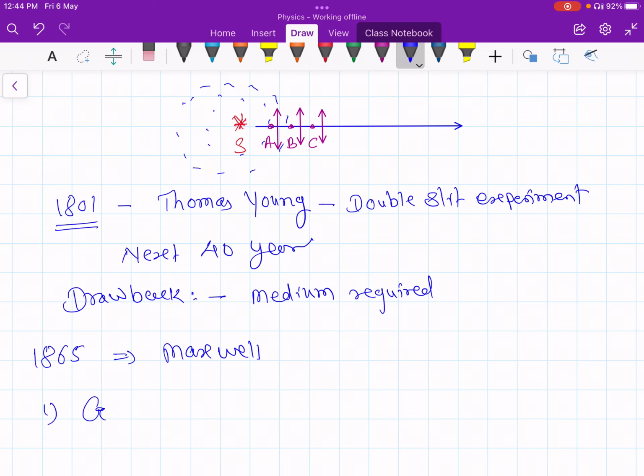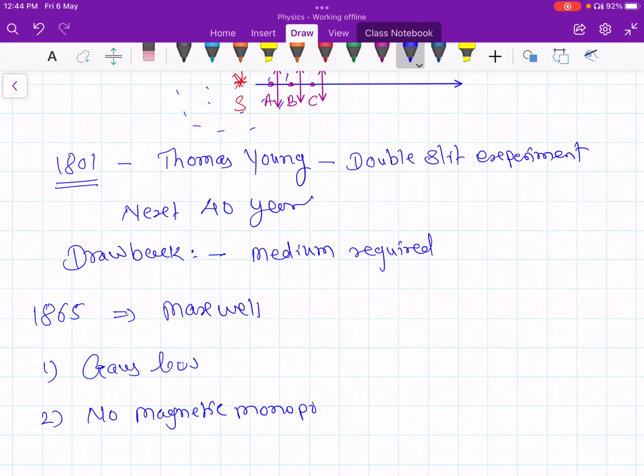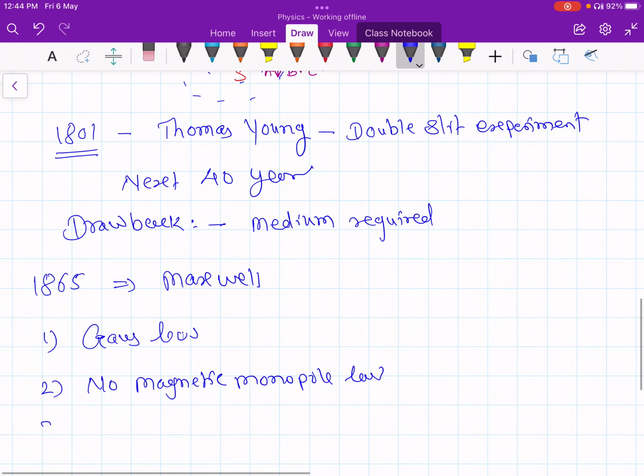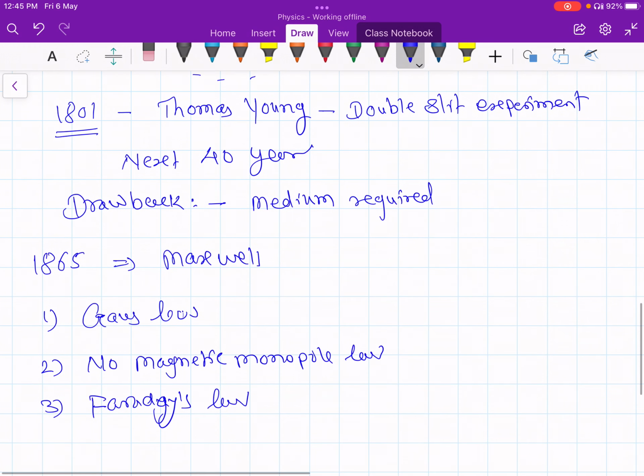Gauss law. Then the second law is the no magnetic monopole law. The third law is Faraday's law. And the fourth law is Ampere's law. So these are the laws of electricity and magnetism.